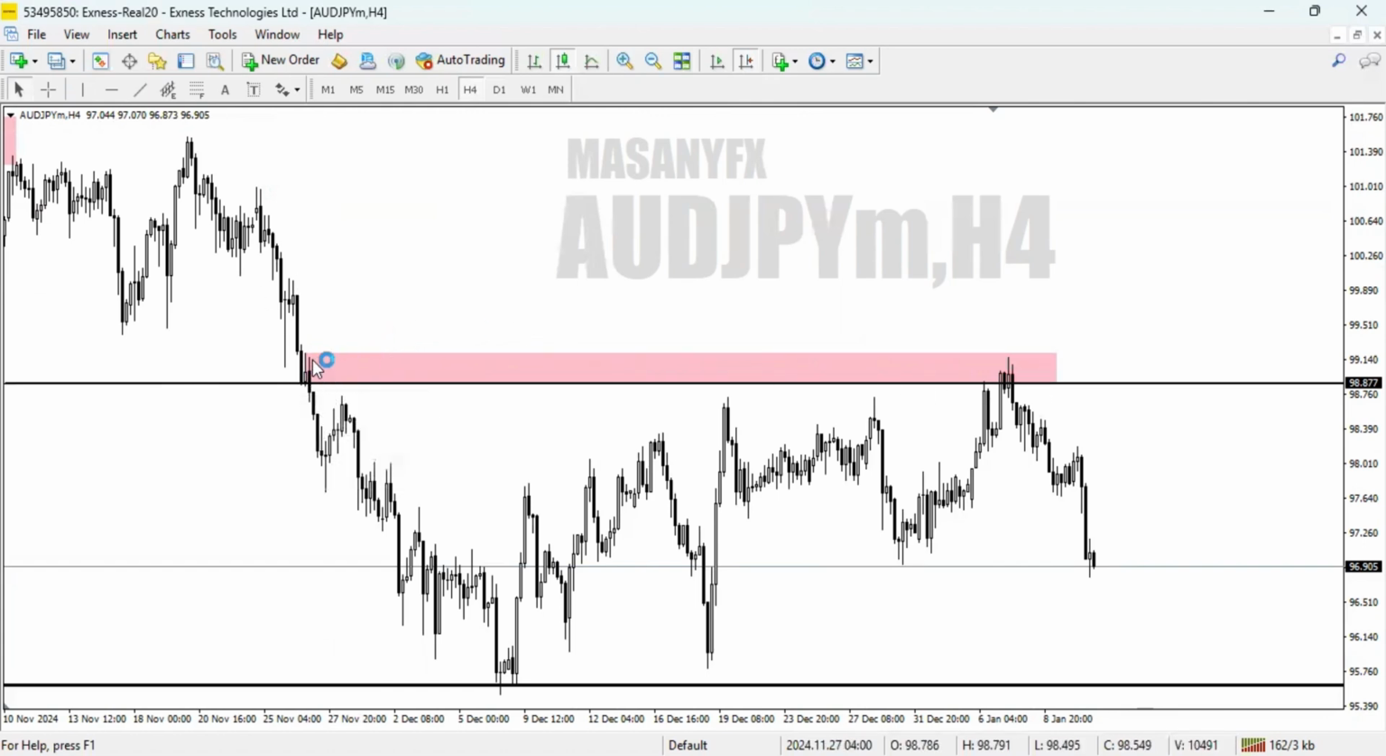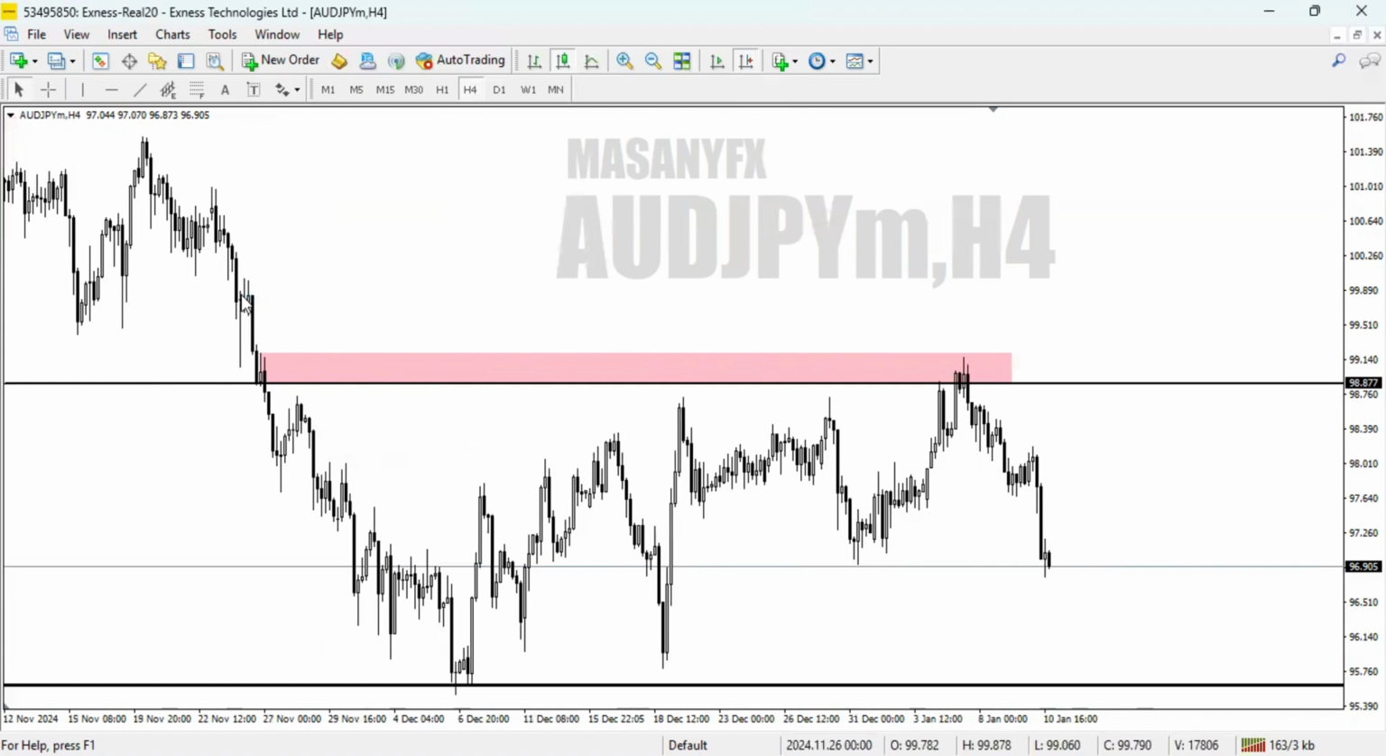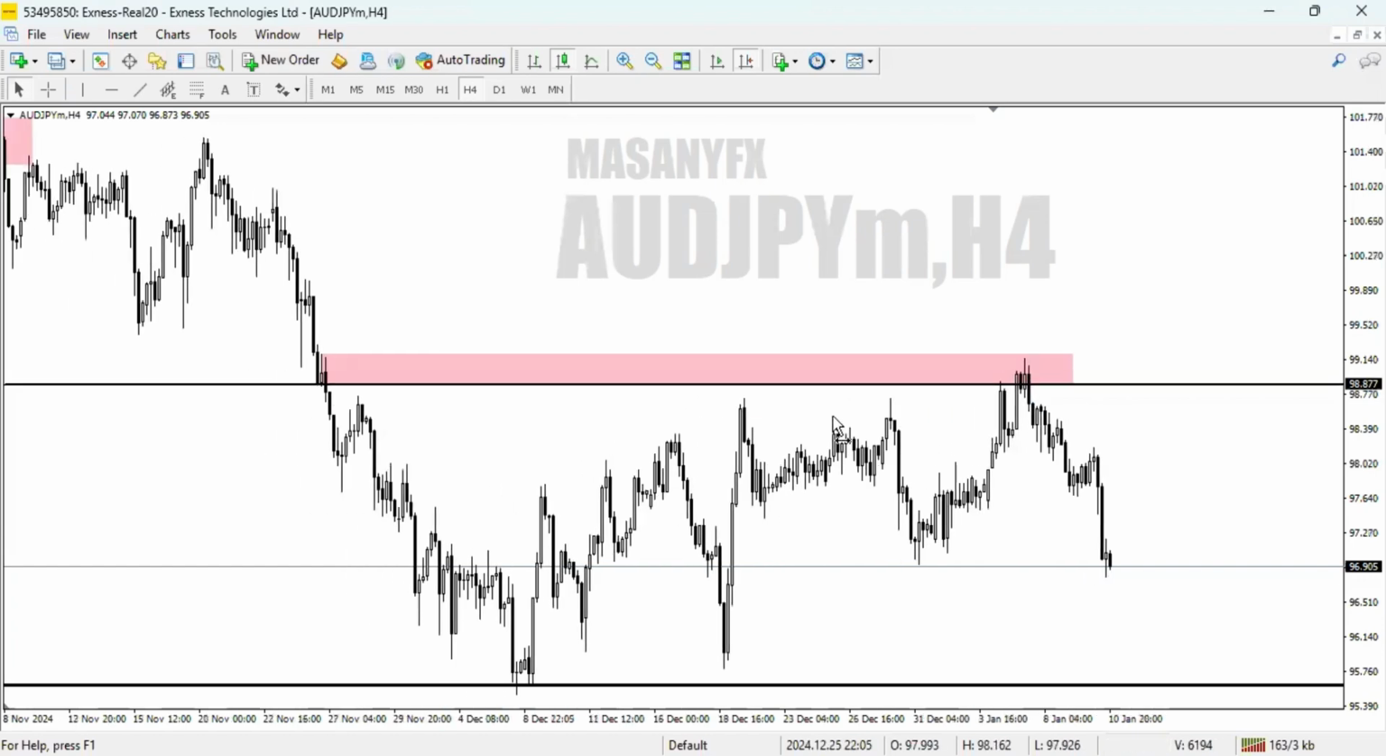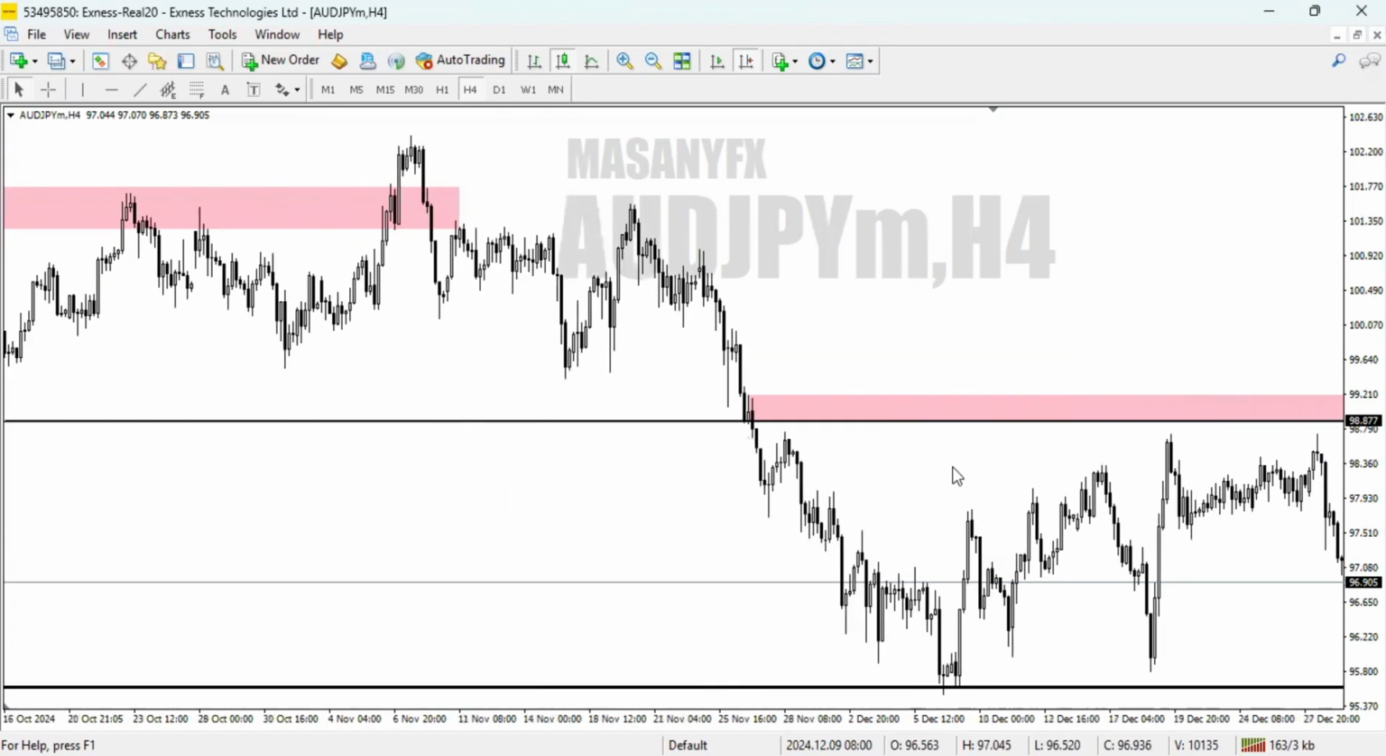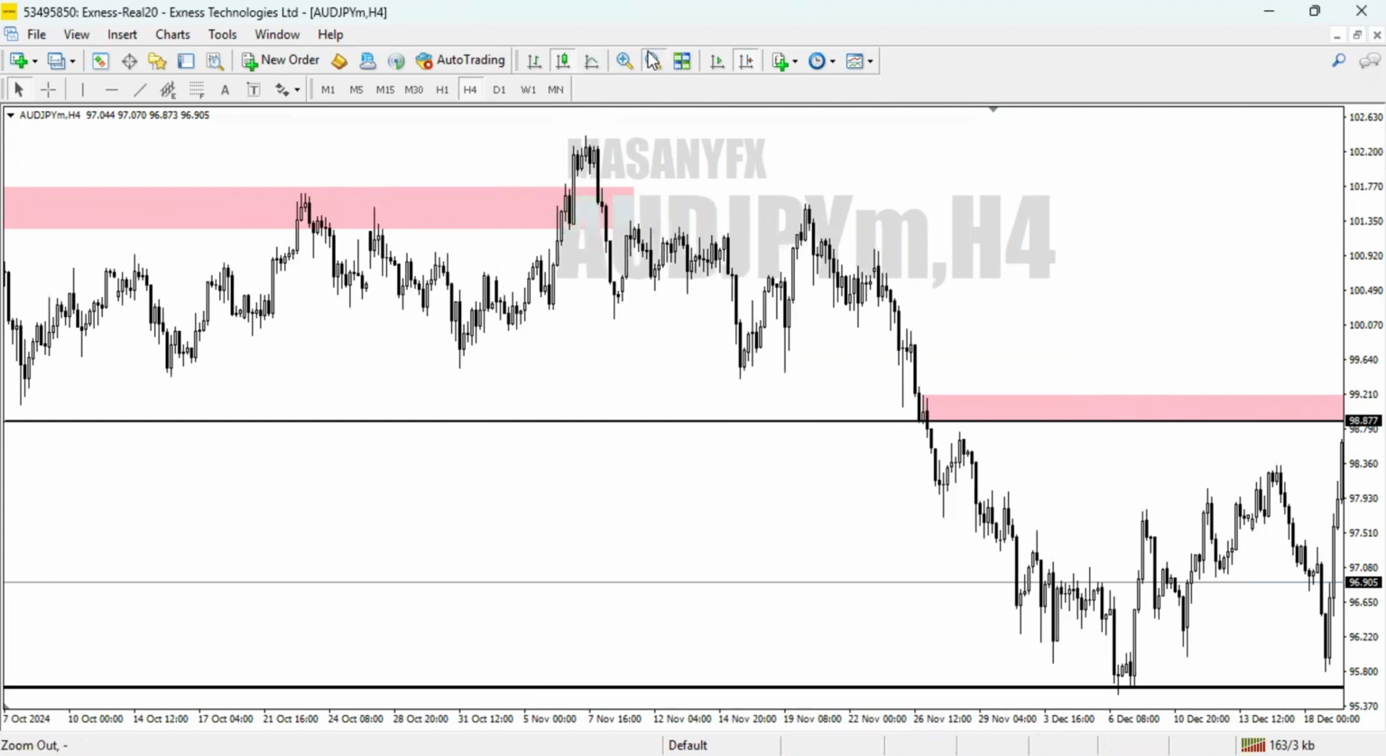This is a drop, this is a base, this is a drop, this is a shakeout. FTR, a failure to return to this zone. So we saw the price consolidating to this zone, such a drop. Okay.